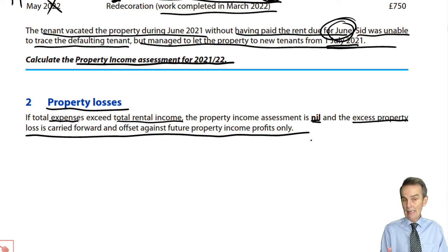So if in a question you've got a property income assessment to determine for this particular tax year, and it is a net income figure, but you're told that brought forward at the 6th of April at the beginning of the tax year was an unused property income loss of X thousand pounds, then that will be deducted directly from the net property income of this year. It can't go against any other income, only against that property income.